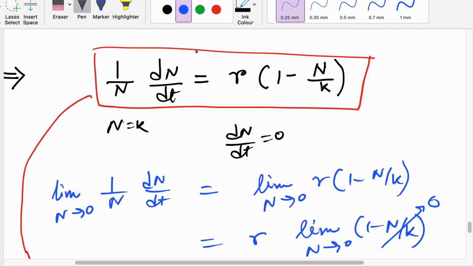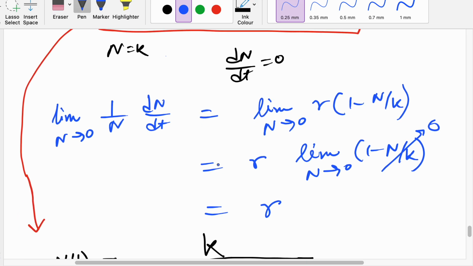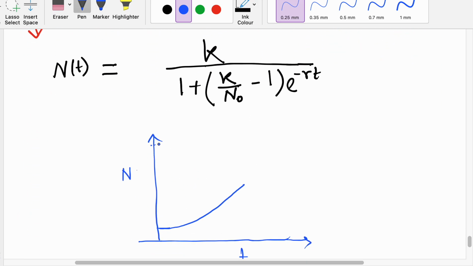But after some point when n becomes high, dn dt should again become 0 at n equal to k. Suppose there is n equal to k, so at some point it will again become flat. So if I draw correctly, it will look like this.